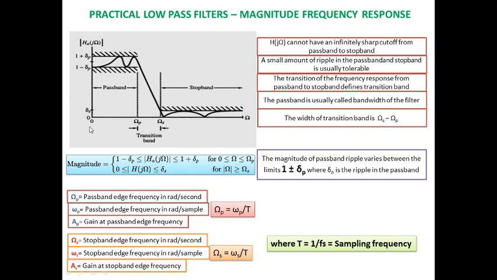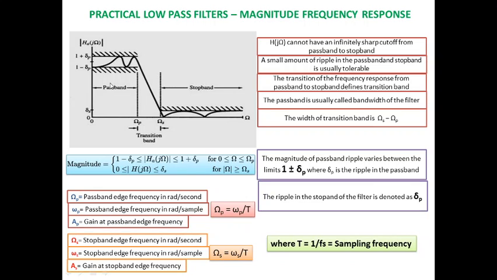Then, as we have discussed already, we know del P is the magnitude of the passband ripple, and del S is the magnitude of the stop band ripple. So it varies between 1 plus del P and 1 minus del P. So these are all the characteristics of a practical low pass filter. The same thing applies for other filters such as high pass, band pass, and band stop filters with their specific frequencies.